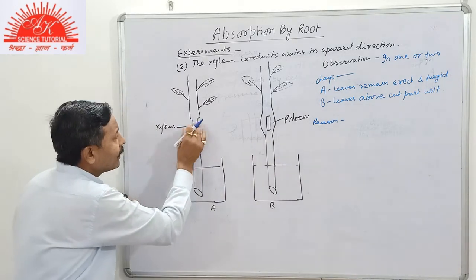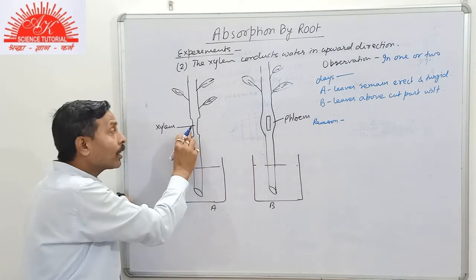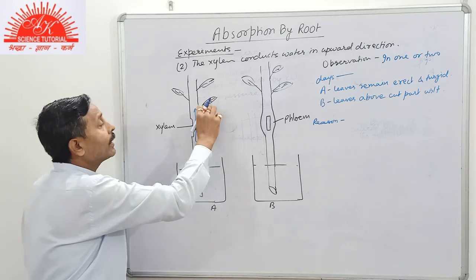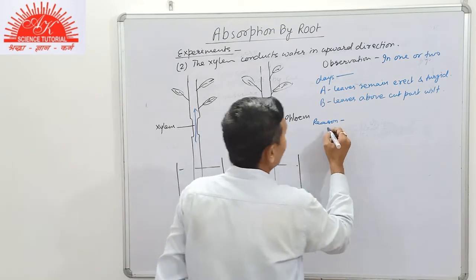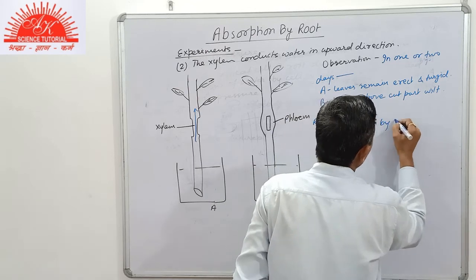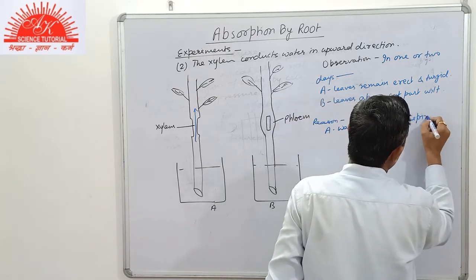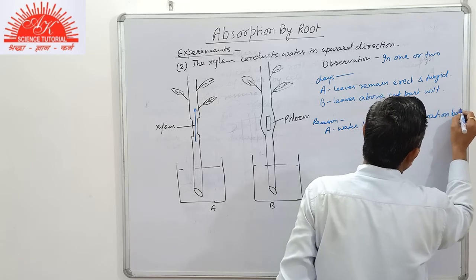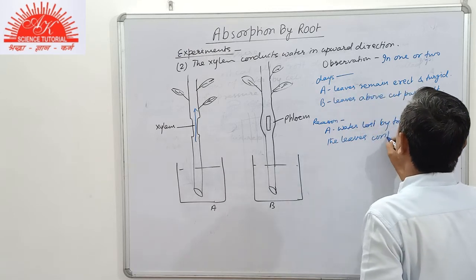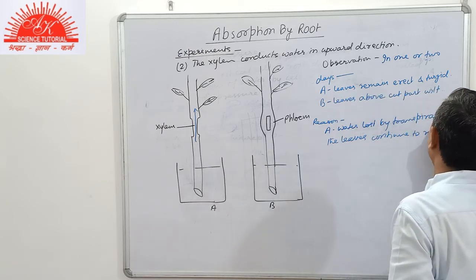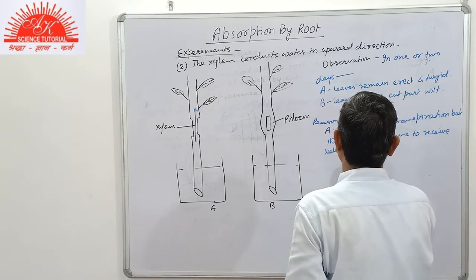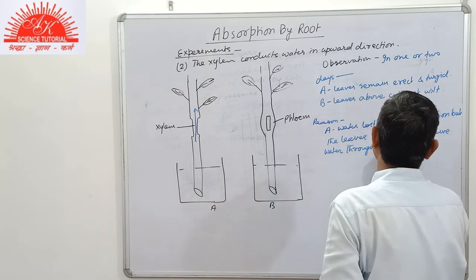The reason is that in this part the outer layer is removed, but the xylem is intact. So through the xylem vessels it will continue to receive water. That is, in A, water is lost by transpiration, but the leaves continue to receive water through the intact xylem.